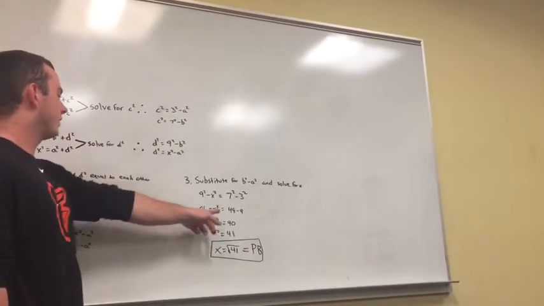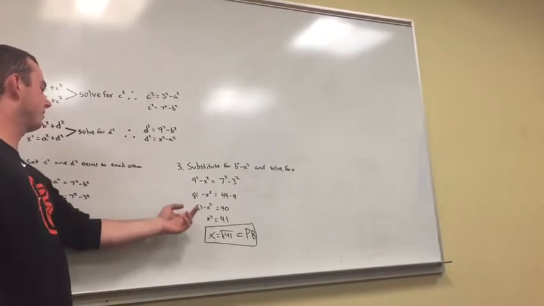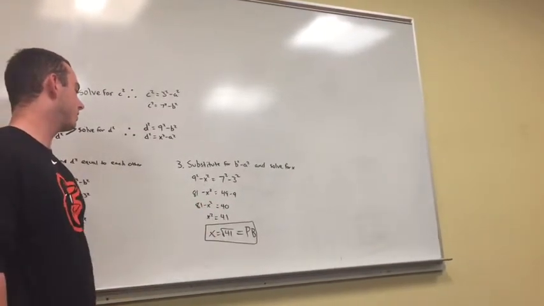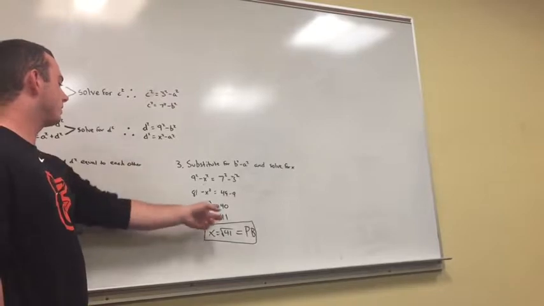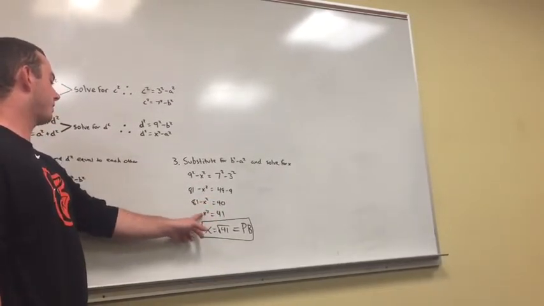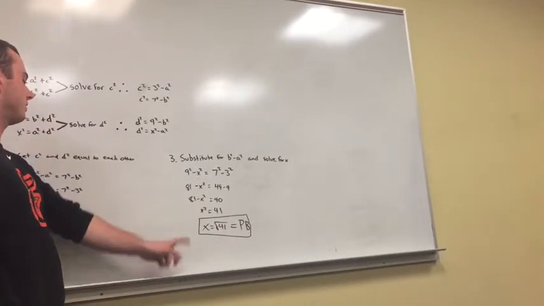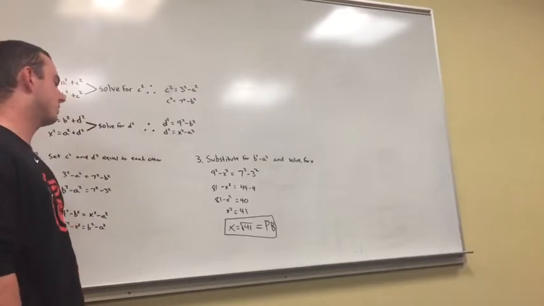Then you square everything out and do algebra. So you get 81 minus x squared is equal to 40. You subtract 81, which will give you negative 41, and then you divide by a negative to get positive x squared. So then you have x squared is equal to 41, and x is equal to the square root of 41, which equals PB.